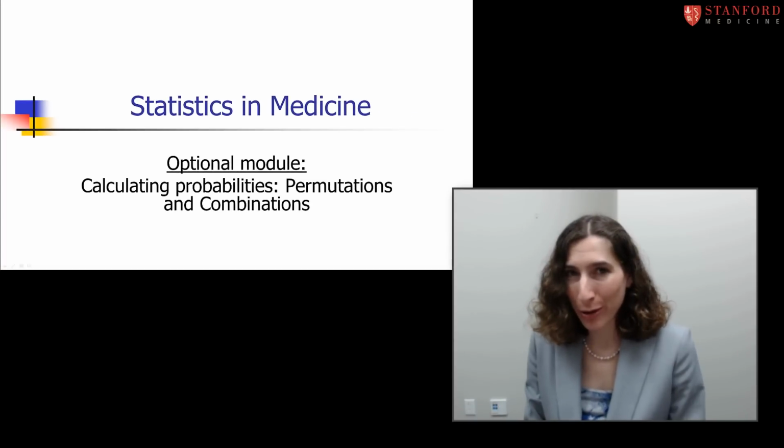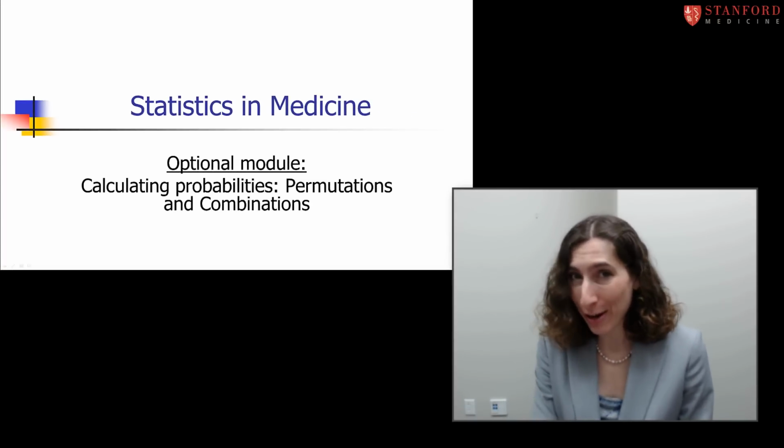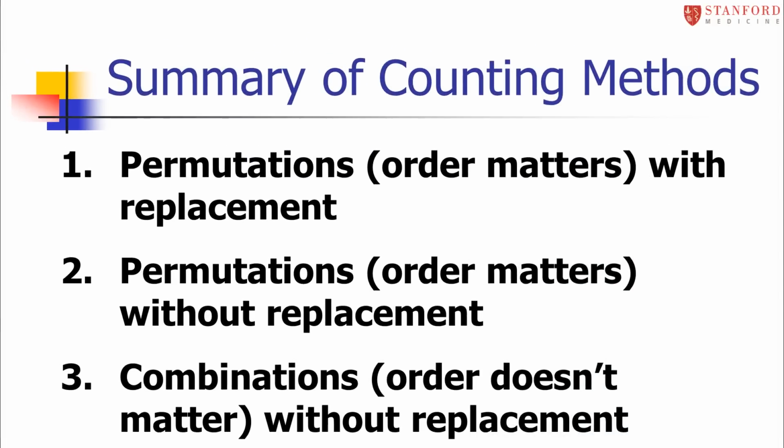In this next module, I'm going to delve a little bit deeper into permutations and combinations, the counting methods. So I'm going to review two types of permutations and combinations. These are the basic counting methods. So we're going to go into more detail than in the earlier module.